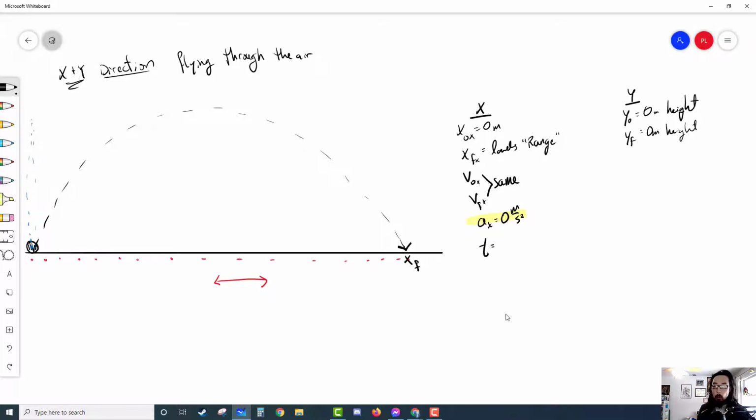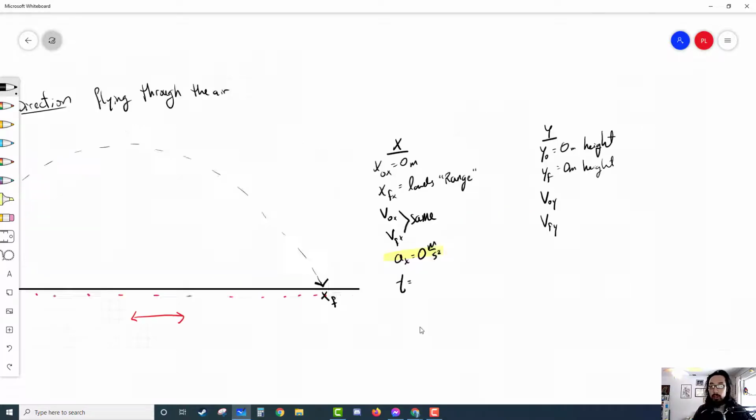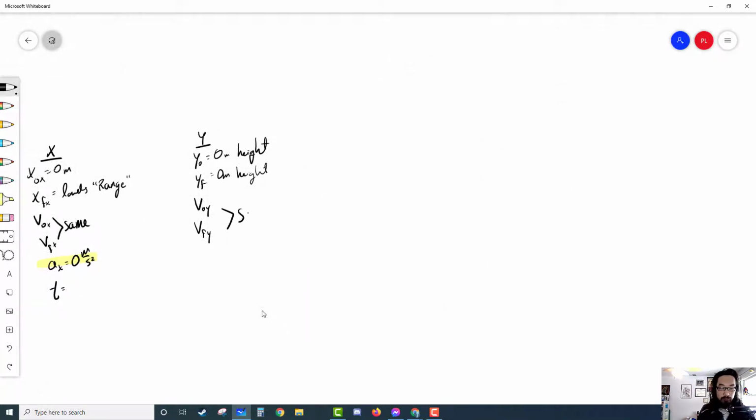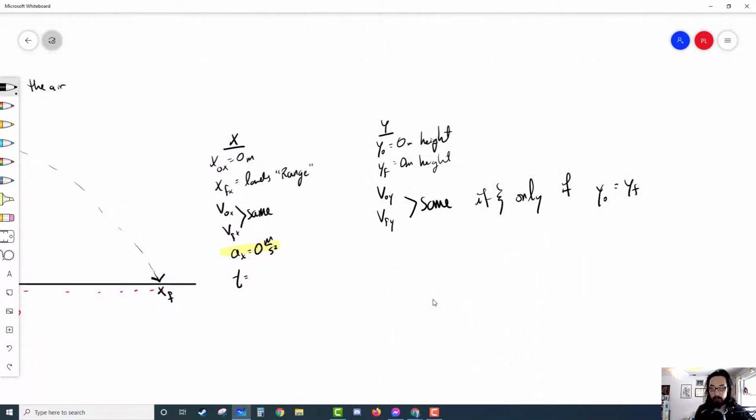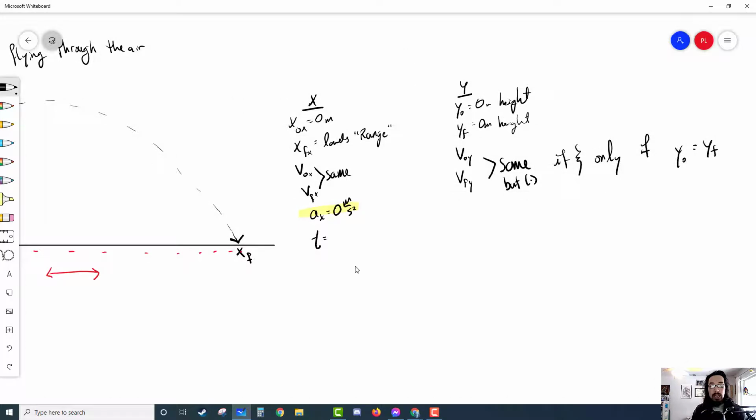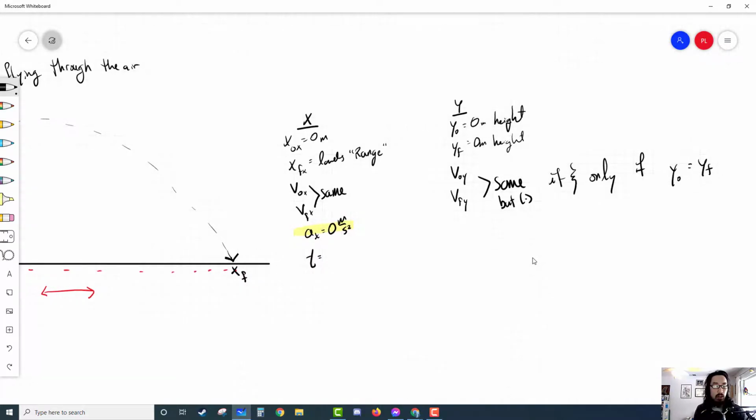Our v initial y, and your v final y, if and only if, so you should write this down, if and only if they're the same. If and only if your y initial is equal to your y final, meaning that you land at the same height. So v initial y and v final y, the magnitude is the same. Well, technically vfy should be negative, but the magnitude is the same but negative. I'll write that down, same but negative. And that's because as it is hitting the ground, it is moving downwards. So maybe I should write that down as well.